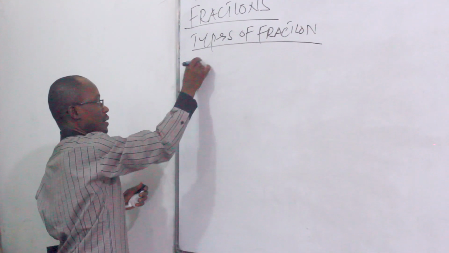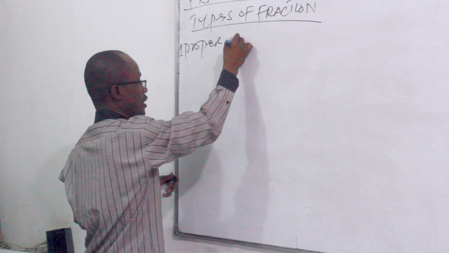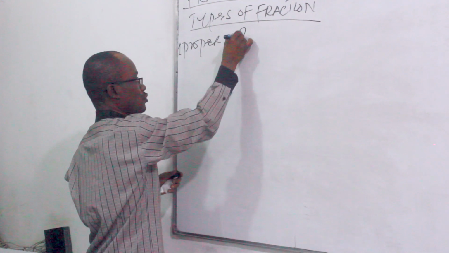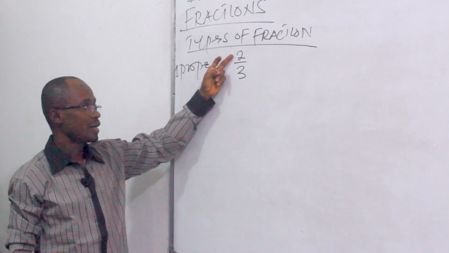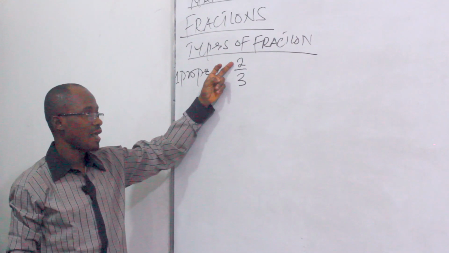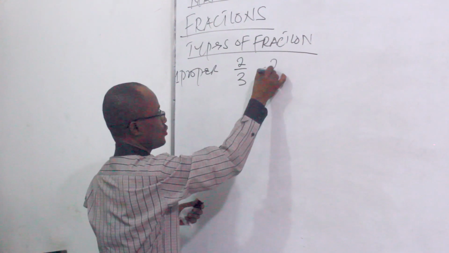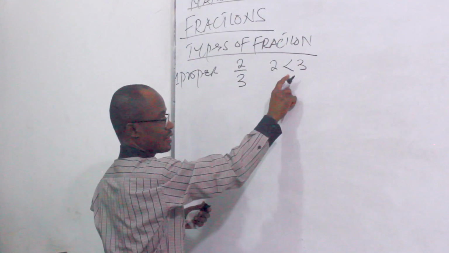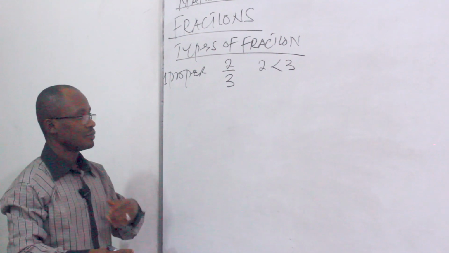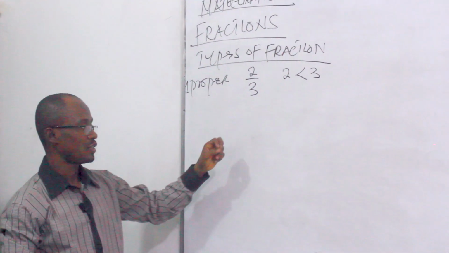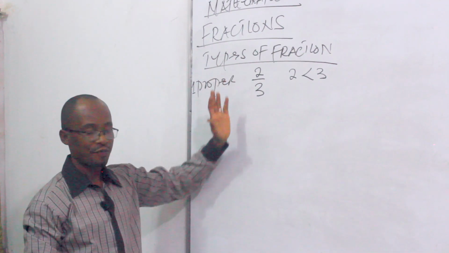We have the proper. That's the first one. For example, we have 2 over 3. In a situation where the numerator is less than the denominator, that is 2 less than 3. This is the sign of less than. When you bend your right arm, the elbow points to the left direction. So we now say this fraction is called proper fraction.